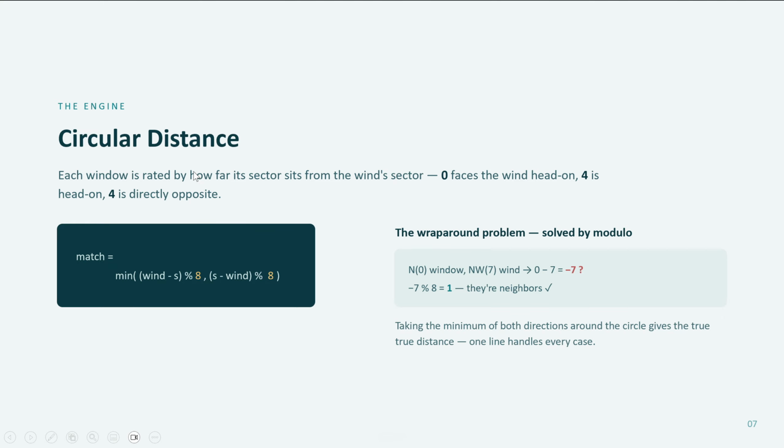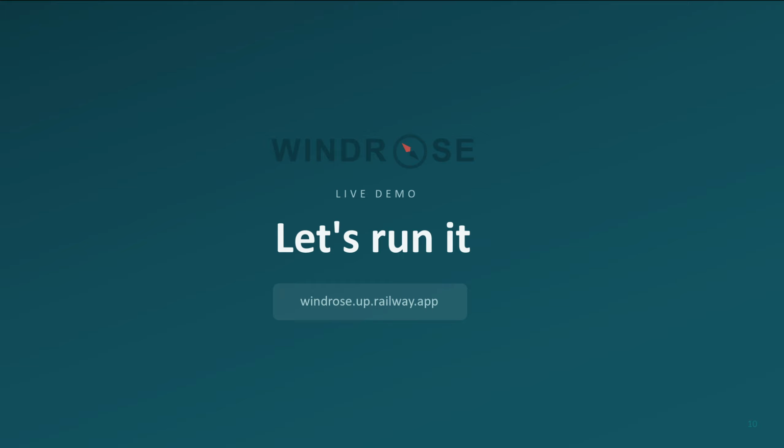Then it calculates the circular distance from the windows to the wind direction. So it uses a scale from 0 to 4, where 0 and 1 are closest to facing the wind. So those would be the best for the inlets. And 3 and 4 would be facing away from the wind, which would be best for outlets. So it'll give you the best advice for those inlets and outlets based on the circular distance.